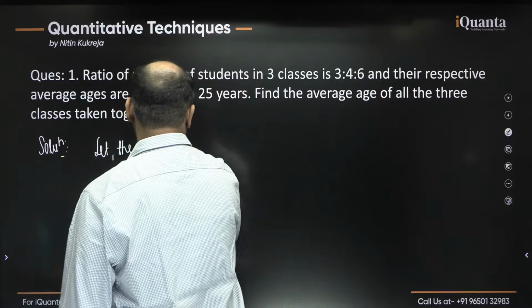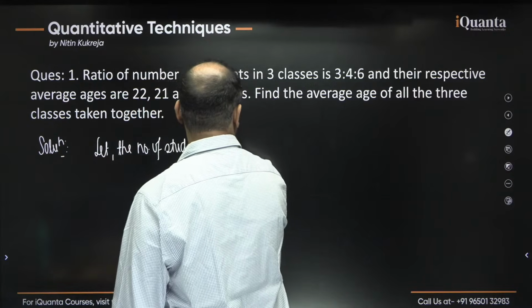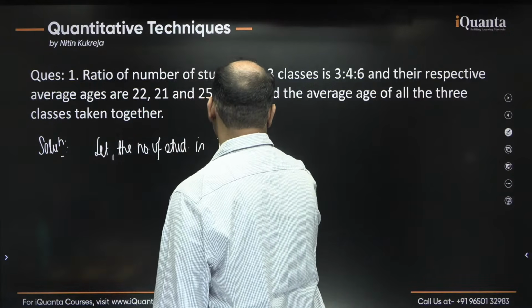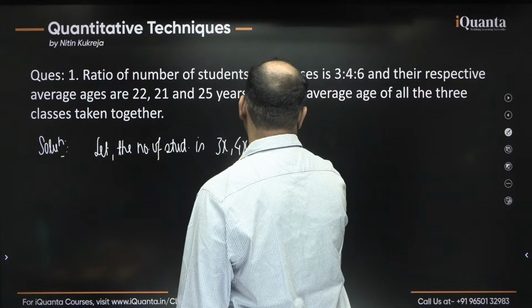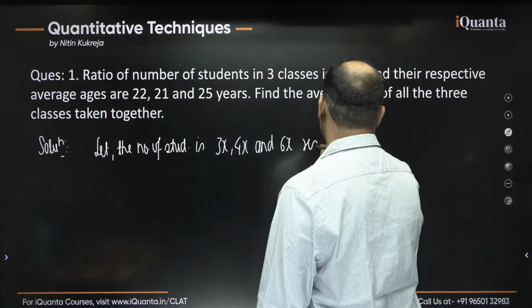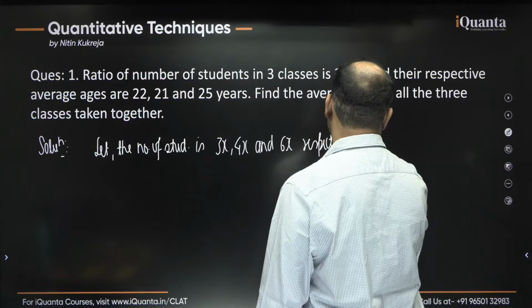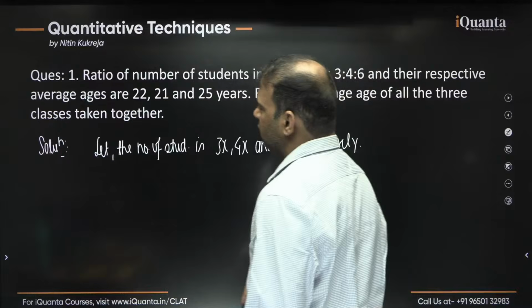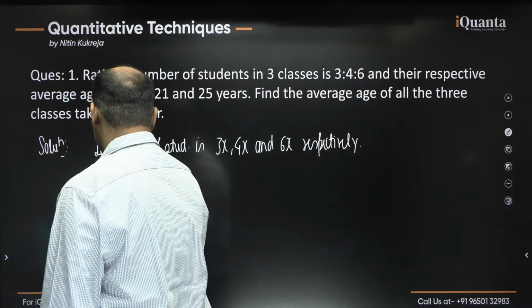Let the number of students be 3x, 4x and 6x respectively, first thing first. Now let us find the average age of all the students, alright?